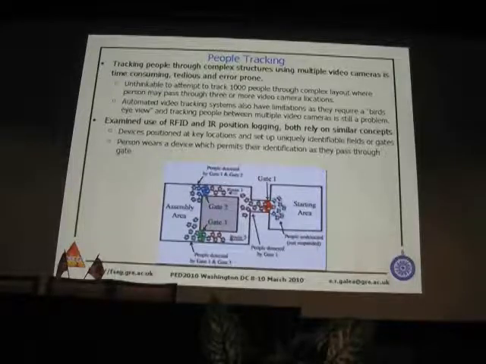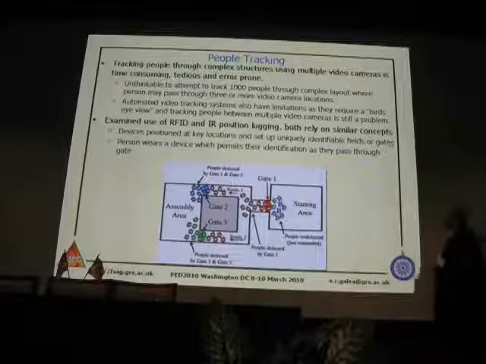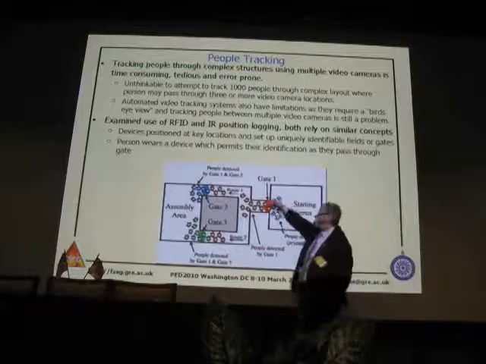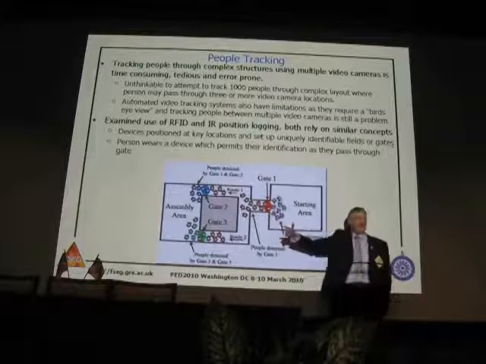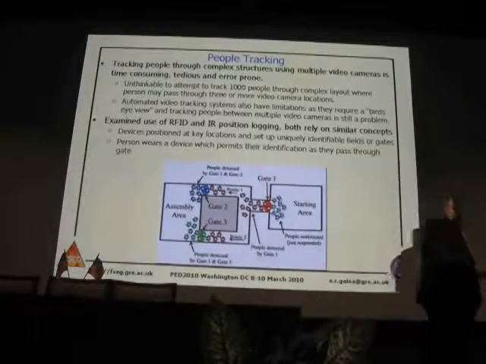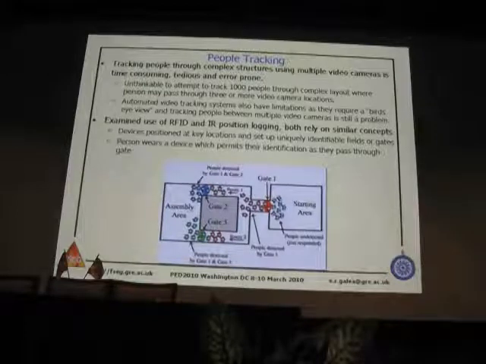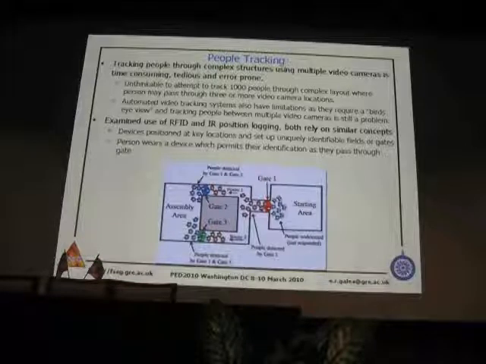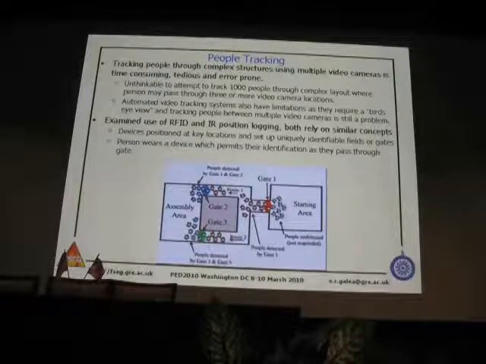Now what both of these techniques do, RFID and infrared, is the device sets up a field, which we call a gate, and as the passengers move through the field, they're wearing a device which is activated by the field and somehow records or sends a message that I've passed through that field at this particular time.